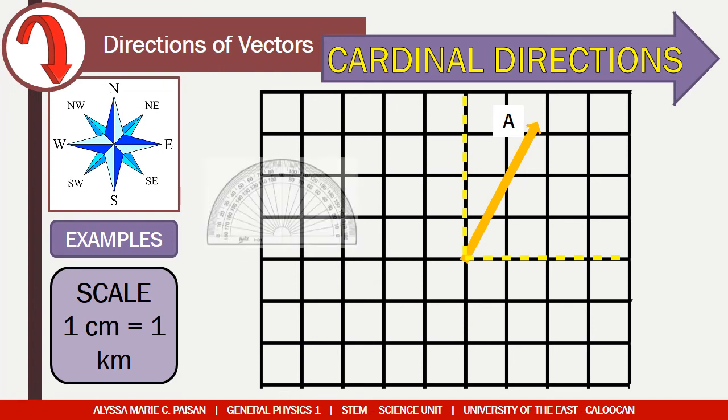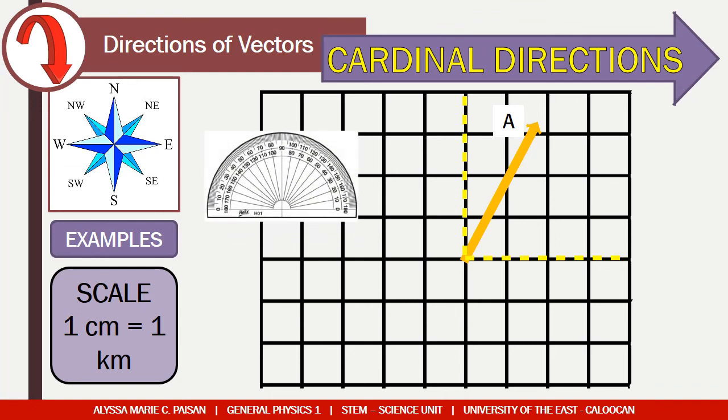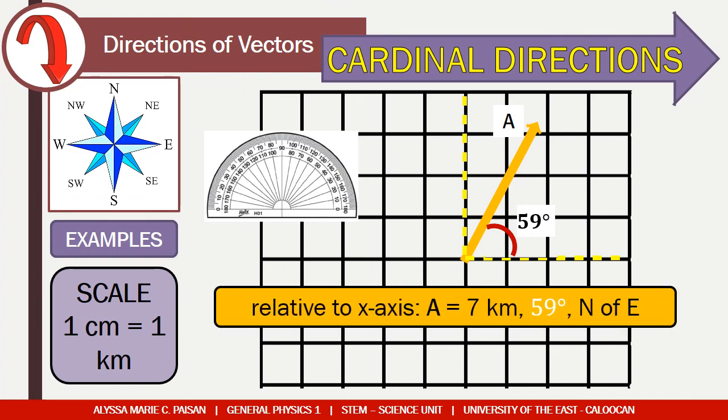So, let's say that, using the protractor again, let's assume that we have an angle relative to the x-axis. So that's relative to east. Let's say that this one is 59 degrees. And then we have the magnitude of vector A. Since 59 degrees is relative to the east, it's relative to x-axis. Okay? So we can write vector A as A is equal to 7 kilometers, 59 degrees north of east.